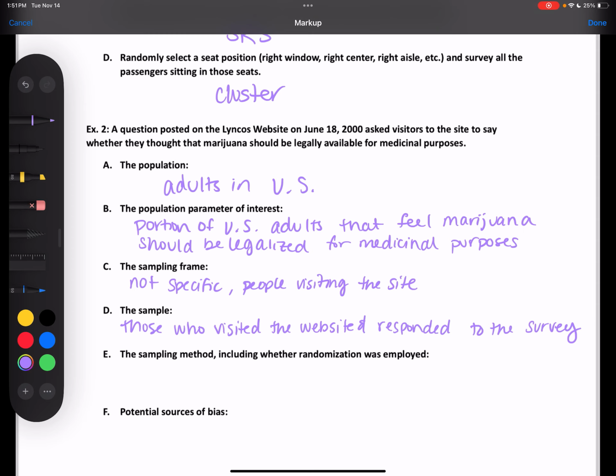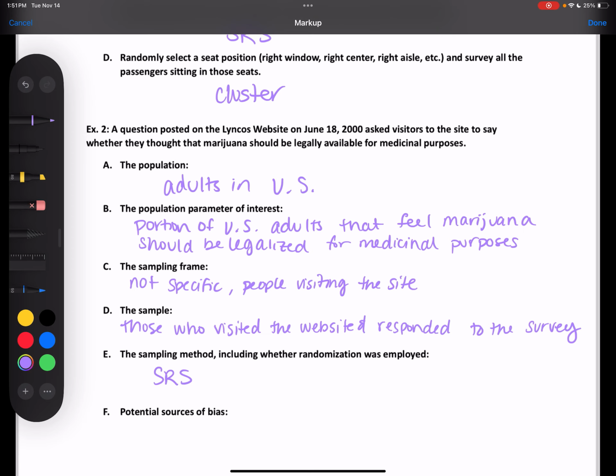Wait, because something else. I said cluster, because we're not pulling a certain group of people. It's the people who are coming to the website, and so it's going to be more random because we don't know who's coming to the website. So I would say SRS.